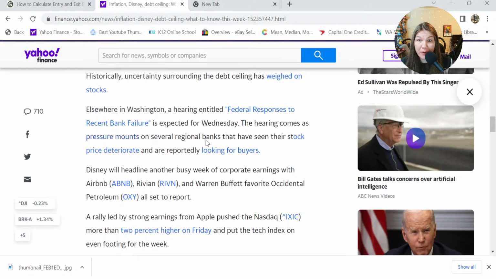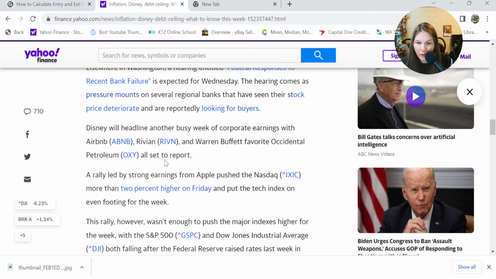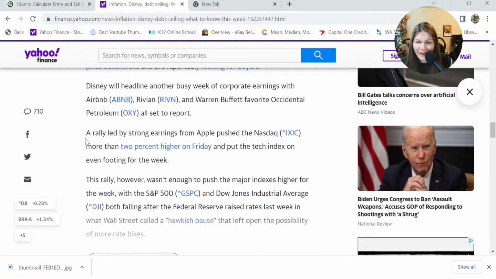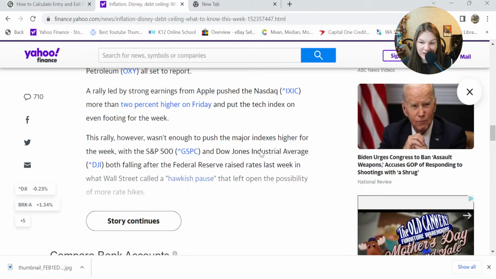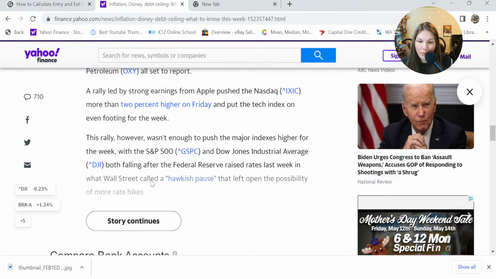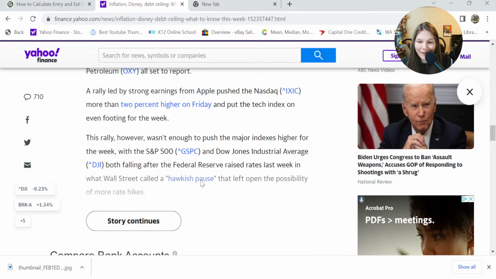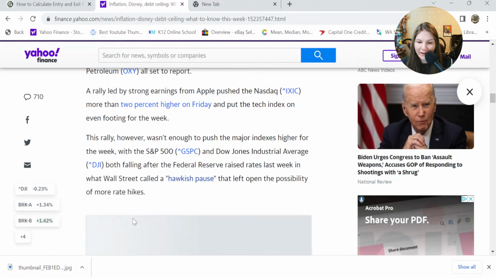Let's say JP Morgan. Disney will headline another busy week of corporate earnings with Airbnb, Rivian, and Warren Buffett's favorite Occidental Petroleum, all set to report. A rally led by strong earnings from Apple pushed the Nasdaq more than 2% higher on Friday and put the tech index on even footing for the week. This rally, however, wasn't enough to push the major indexes higher for the week, with the S&P 500 and Dow Jones Industrial Average both falling after the Federal Reserve raised rates last week in what Wall Street called a hawkish pause that left open the possibility of more rate hikes.